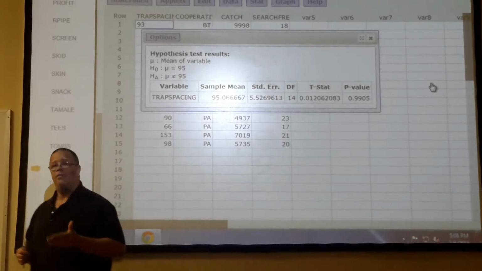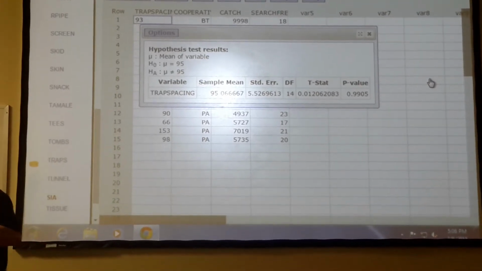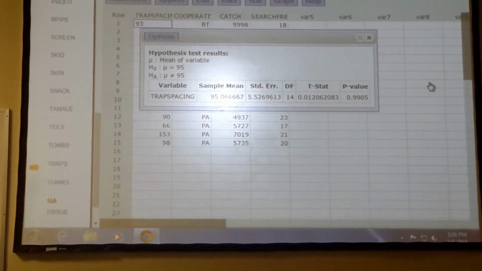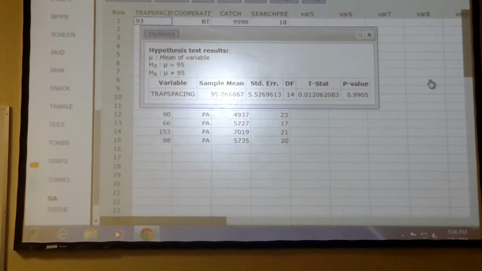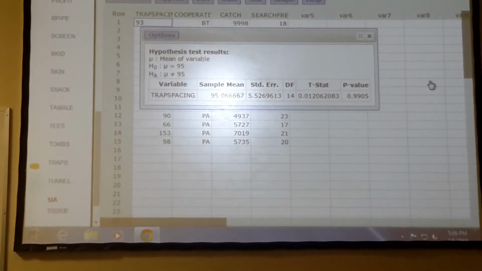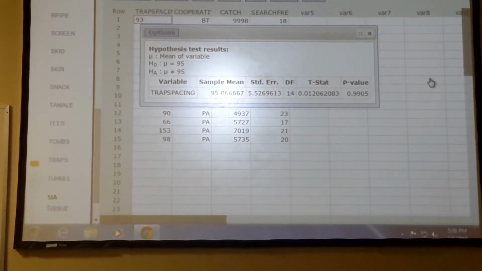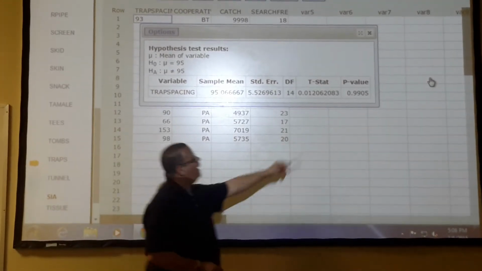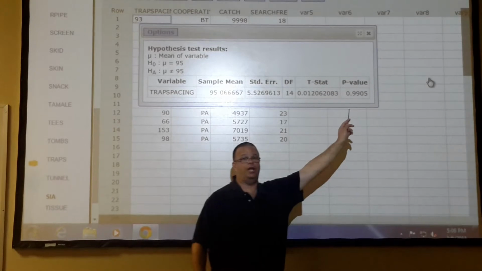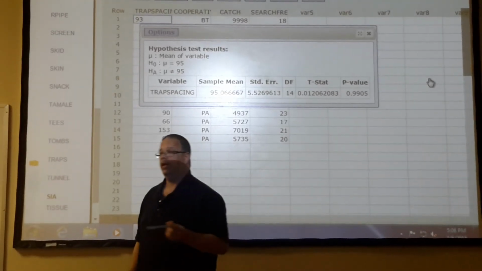Our sample mean was barely over 95, 95.06. Now technically, that sample mean is different than 95. It's not equal to 95. It's slightly off. But we've just taken a small sample, and if we were to conclude that it's anything other than 95 meters based on this sample, there would be a 99% chance that we would be wrong in that conclusion.